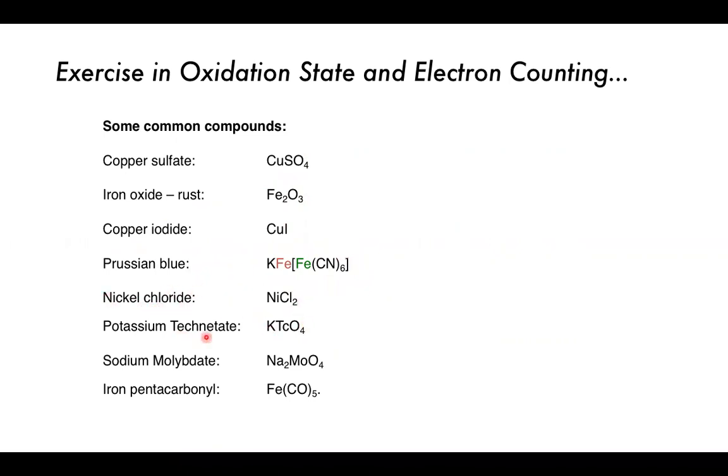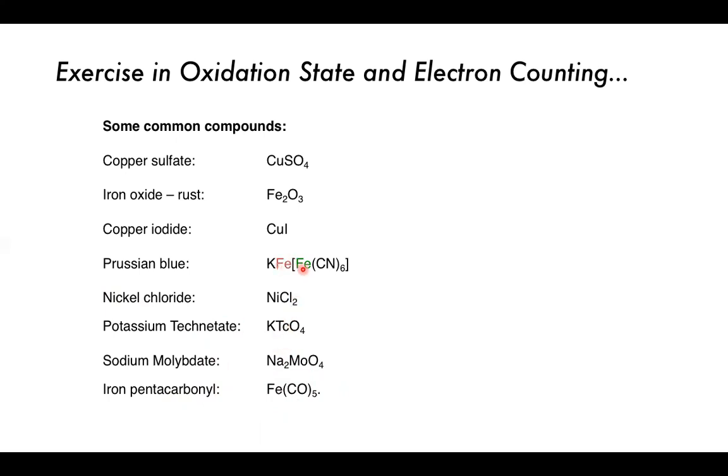Nickel chloride, potassium technetate, sodium molybdate, and iron pentacarbonyl. So some of these, like for example, iron pentacarbonyl, as we'll see later, the carbonyl ligand is a neutral ligand. So this is actually an iron 0 complex. It doesn't have an oxidation state like in the technetate. Here, this Tc, this metal has actually got a +7 oxidation state.